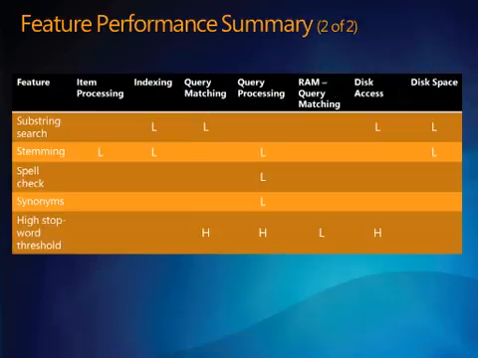Again, this is a continuation of the previous table, summarizing the performance effect of FAST Search Server 2010 for SharePoint search-related features. Again, the highest impact here is for the high stop word threshold. It has a high impact on query matching, query processing, and disk access.